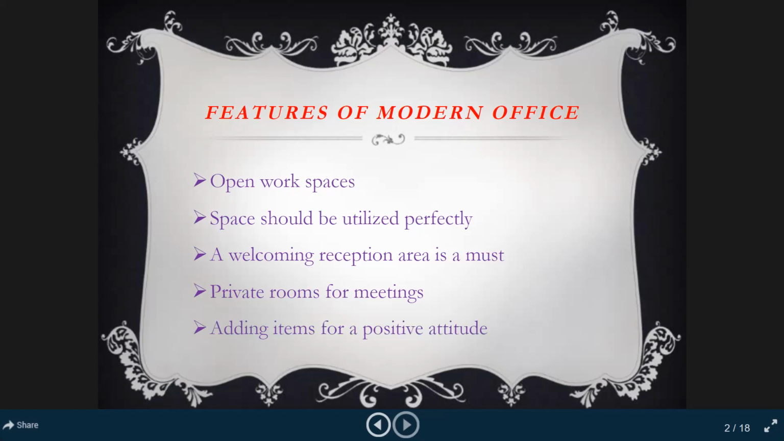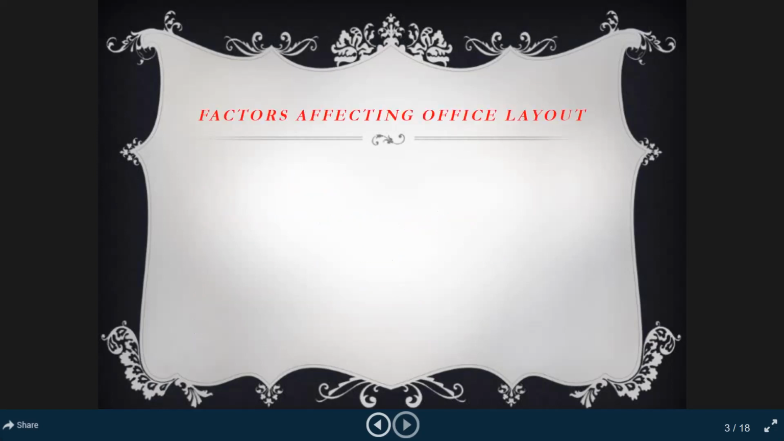All those things that give us positiveness, like having good drinking water, good facilities, good lounge areas, and well furnished areas. All this, whatever we see, should be expected from a modern office, along with automation, right?